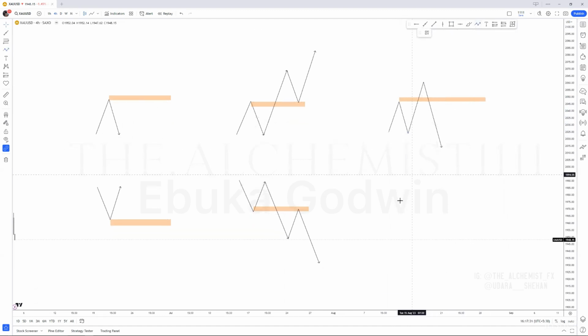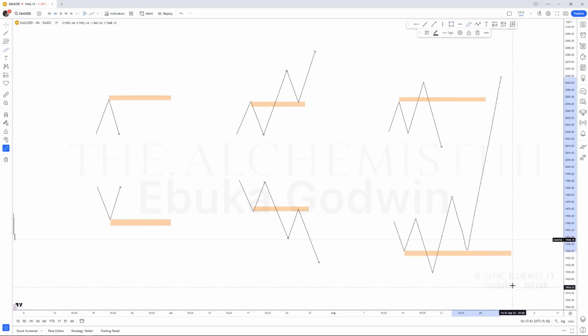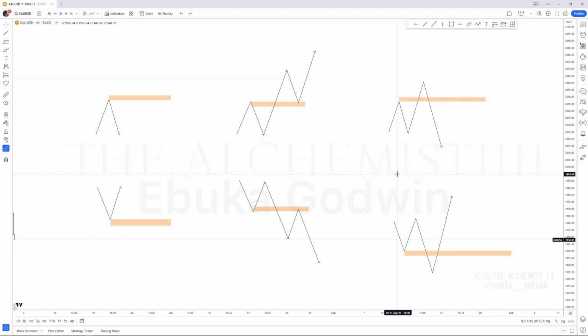And then same thing here. This is what we call a QML once again. Now it's just a support, right? This is just a support. We could expect moves like this. Now, you might be confused.